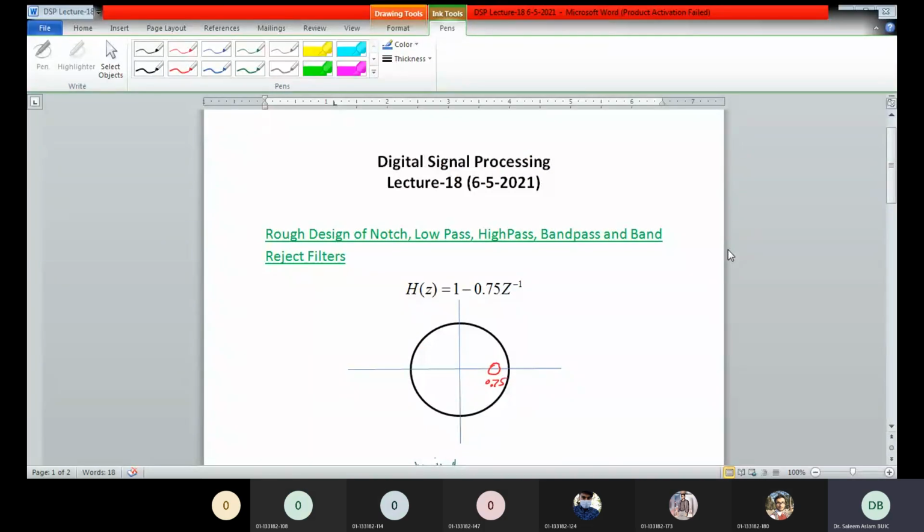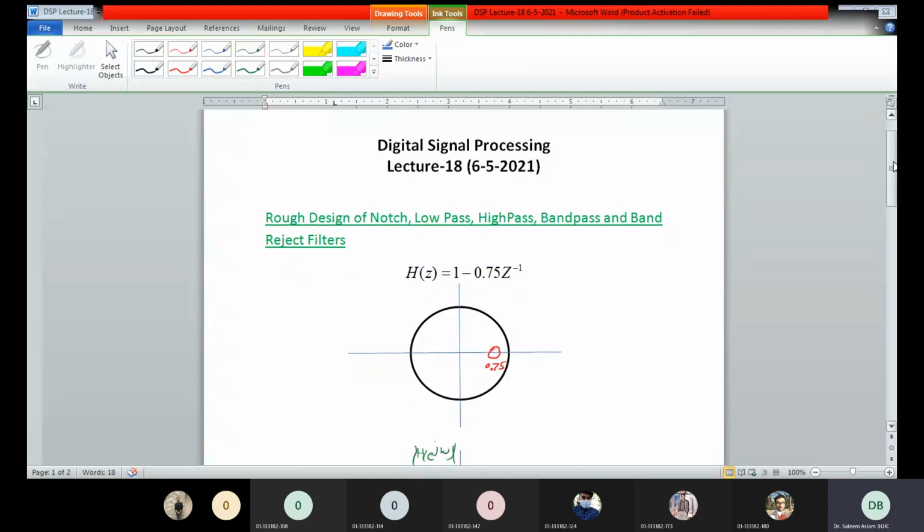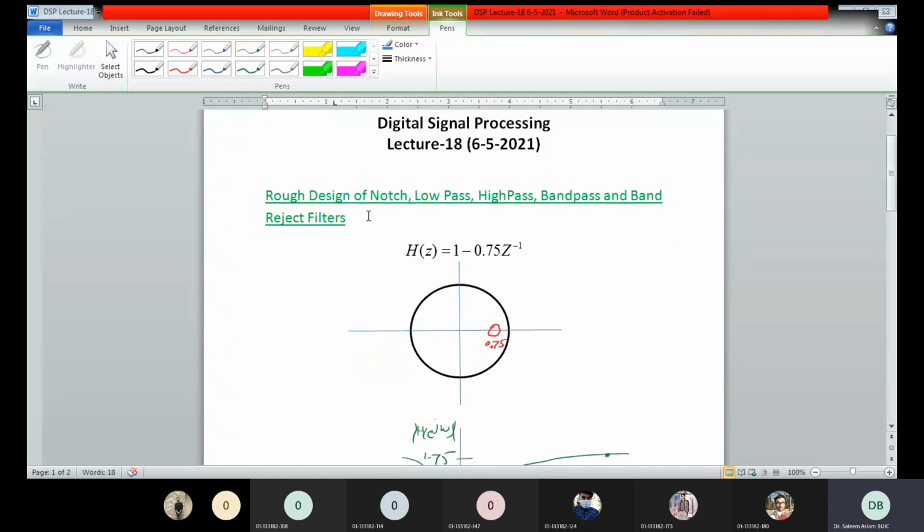In the last lecture, we were discussing the rough magnitude plot using the Z transform. Today, we'll continue our discussion on the same topic, but we'll see it in a slightly different way. The objective of today's lecture is to design notch, low pass, high pass, or band reject filters using the same concept. So let's quickly review two examples from the last lecture.